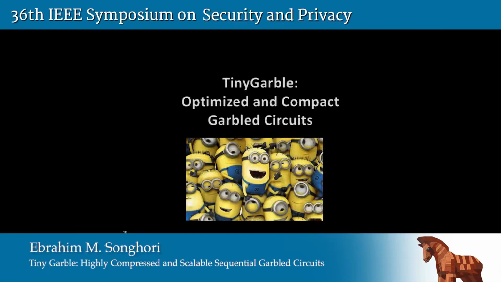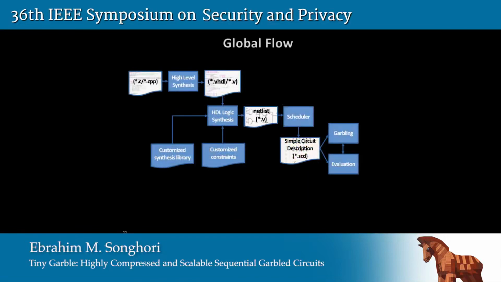Okay, based on these ideas, we generated a tool called TinyGarble. Let's see how it works. This is the global flow of TinyGarble. A user can start from a high-level description of a function like C or C++. Our tools translate it to a hardware description language, or HDL, Verilog or VHDL. Or alternatively, the user can start from Verilog or VHDL. Most of the hardware designs are done in these languages. Then the next step is hardware logic synthesis tools with our objective and constraints, which are hacked for generating an optimized garbled circuit.